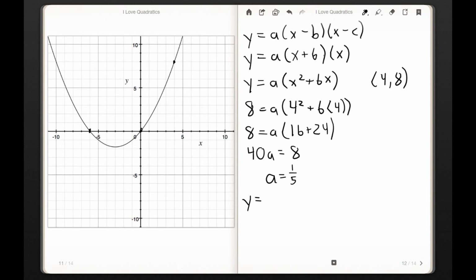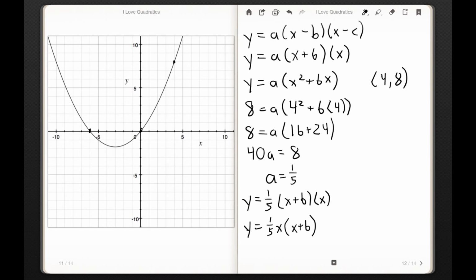Y equals a times x plus 6 times x. We know what a is now, so we can say y equals 1/5 times x plus 6 times x. Make it a little easier by putting the x right in front. So we'll just have 1/5 x times x plus 6. So this would be the standard way of writing it for the root form.